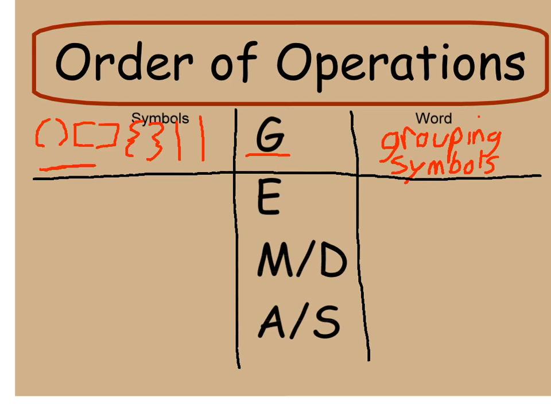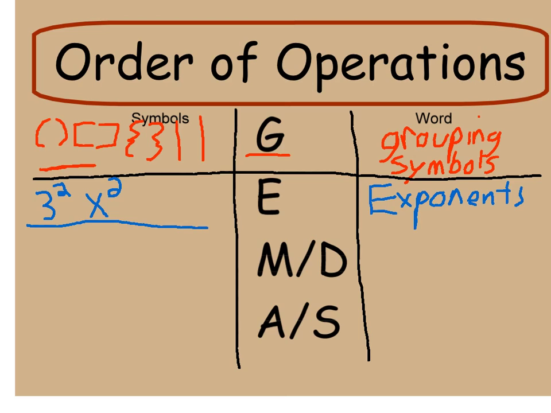The next step in order of operations after grouping symbols would be exponents. And I'm sure you are familiar with what exponents are. They would look something like 3 to the second power or x to the second power. And we'll talk more about exponents in this lesson. The next order of operations after exponents would be multiply.